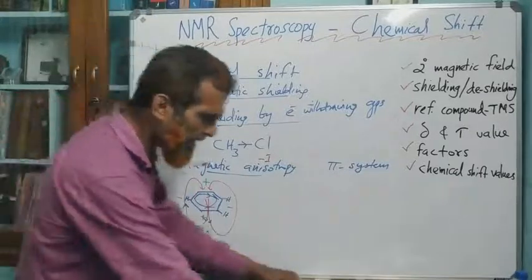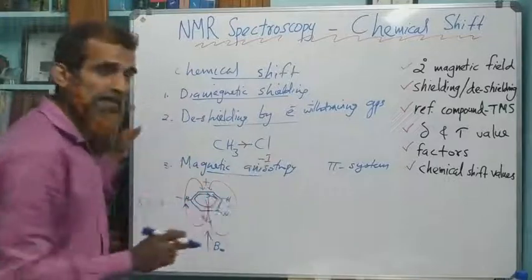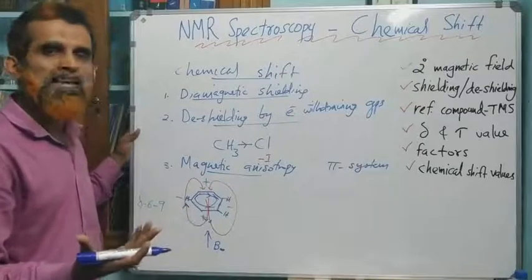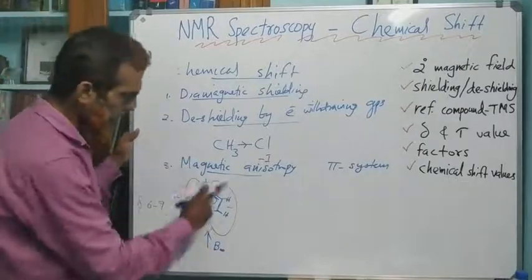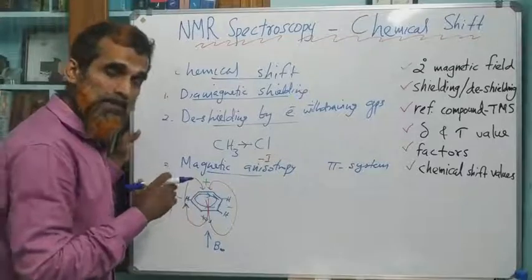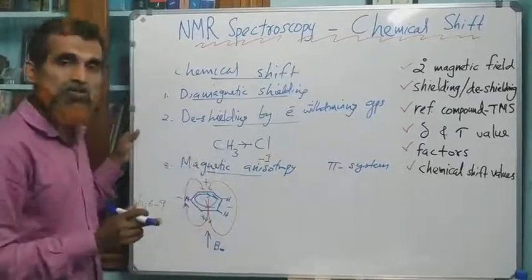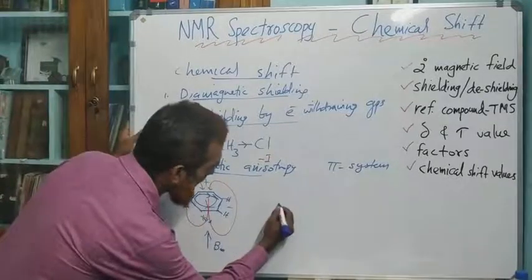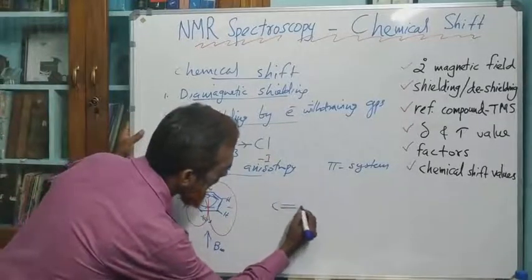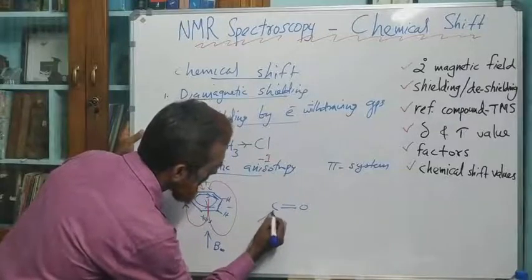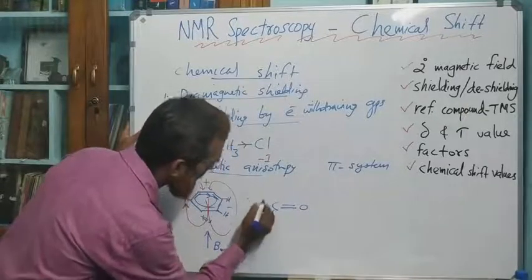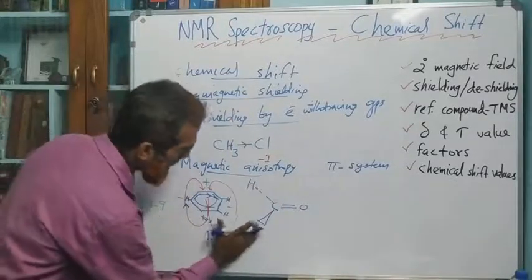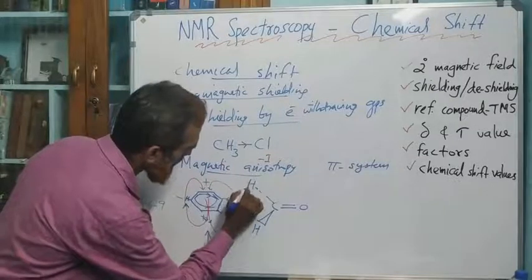A similar thing happens, so this is called magnetic anisotropy. Deshielding, shielding and deshielding are experienced due to the pi electron ring, the secondary field generated by the pi electrons, which depends on direction. Similar is the case of the aldehyde group. See, the aldehyde group has sp2 hybridization, right? Suppose this is, or let me write H here for convenience.